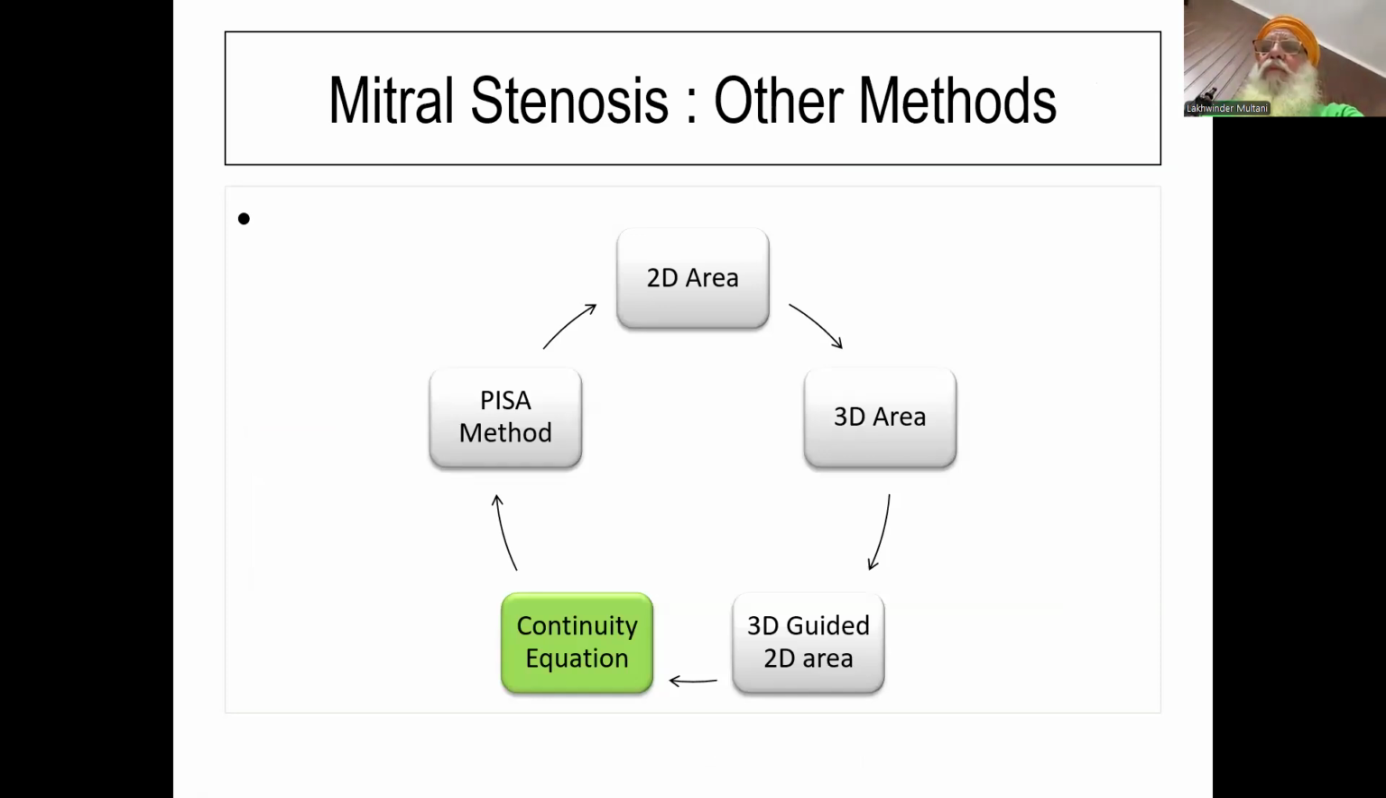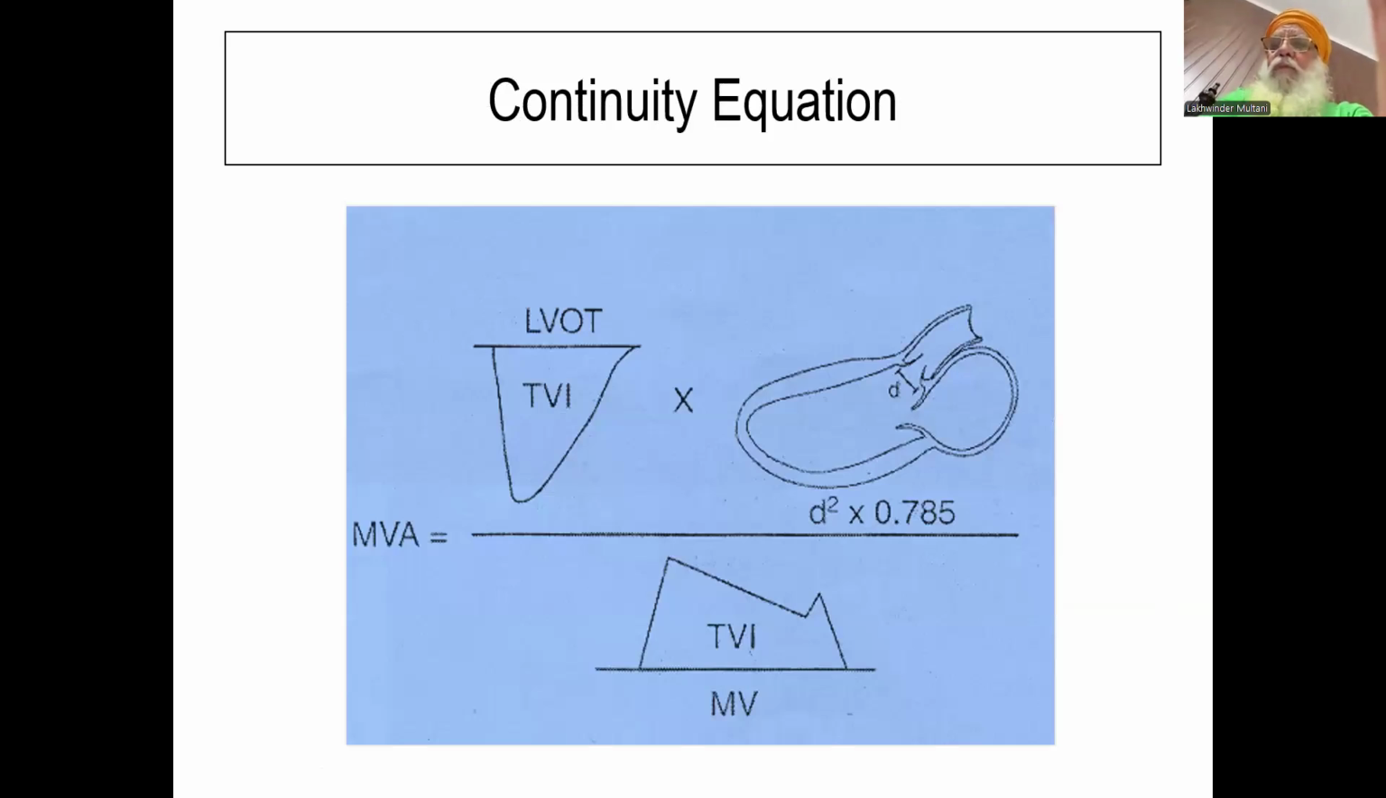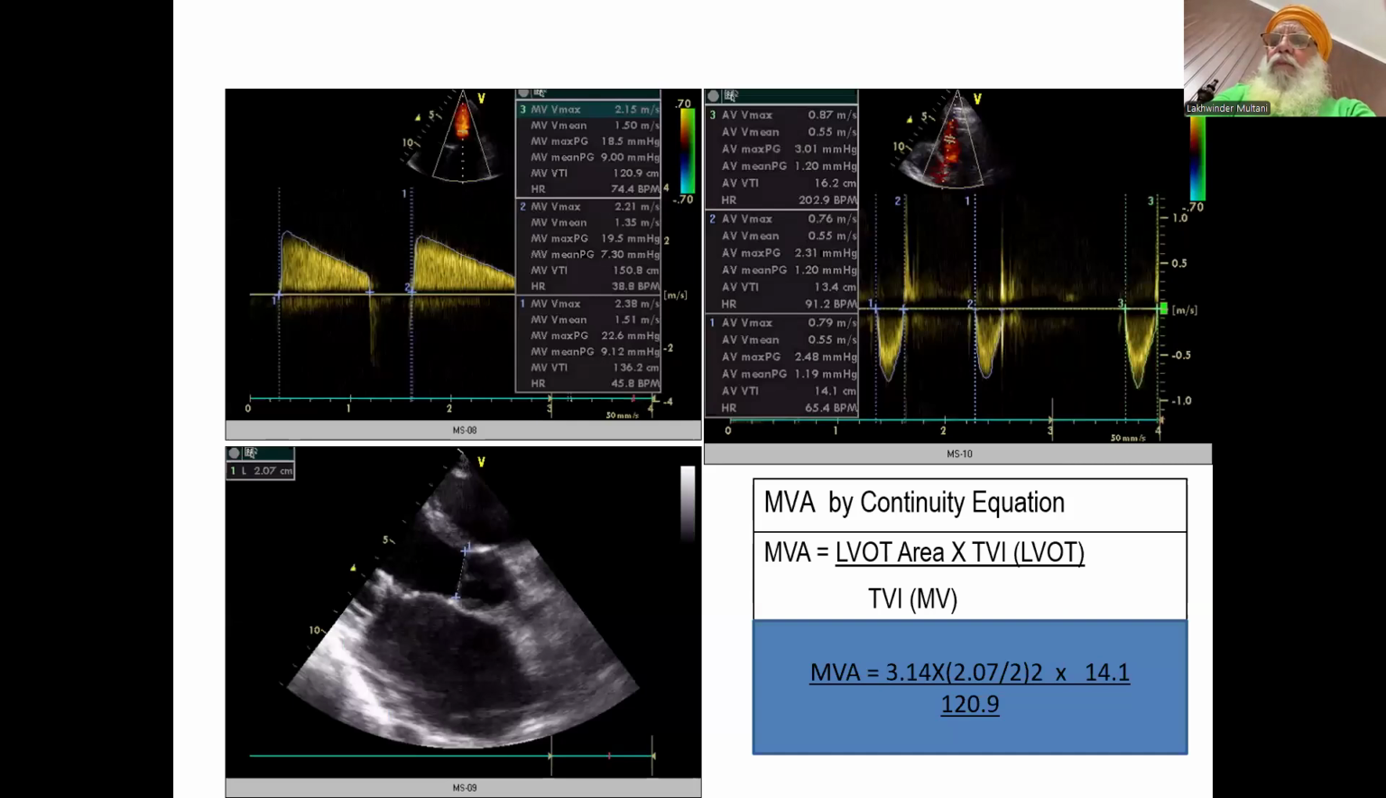mitral valve area. Next, if you are not really sure whether my mitral valve area is comfortable or not, we always use this concept of the continuity equation. What is this continuity equation? Whatever blood is flowing through the mitral valve has to flow through the LVOT, if there's no MR and there's no AR.